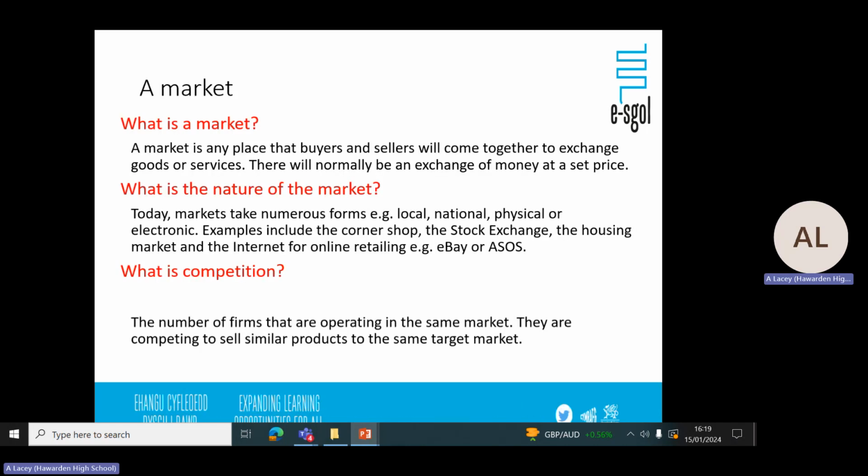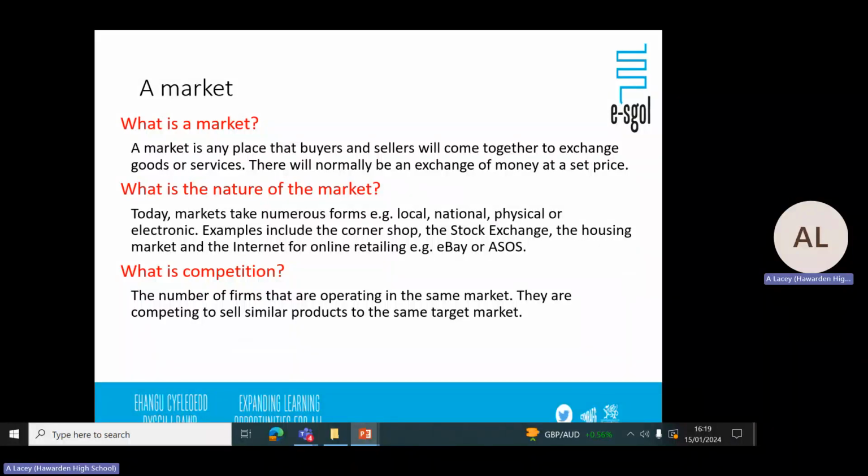So first of all, looking at what a market is. It's any place that buyers and sellers will come together to exchange goods or services, and there'll normally be an exchange of money at a set price for this. Now, the nature of a market takes numerous forms. It can be national, local, physical, electronic: your corner shop, stock exchange, housing market, the internet, online retailers like eBay and ASOS, for example.